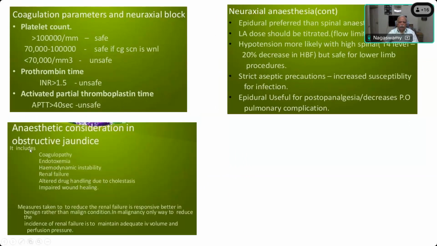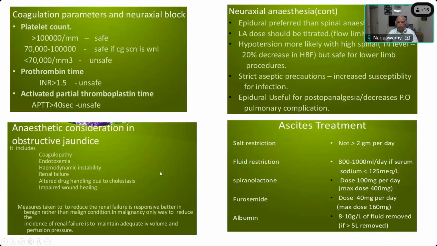And for specific conditions like obstructive jaundice, you have to think about coagulopathy, endotoxemia, hemodynamic instability, renal failure, altered drug handling due to cholestasis, and impaired wound healing. Measures to be taken, especially for renal failure, include giving preoperative mannitol infusion, which can to some extent help in that.